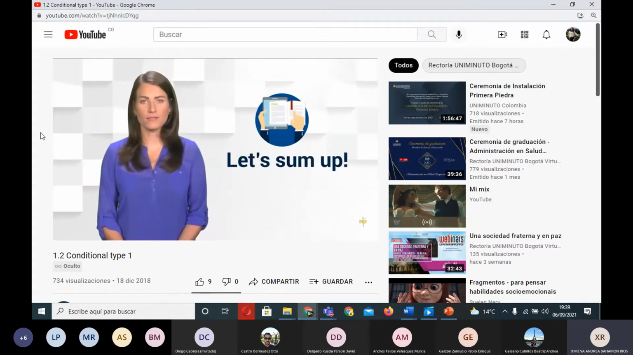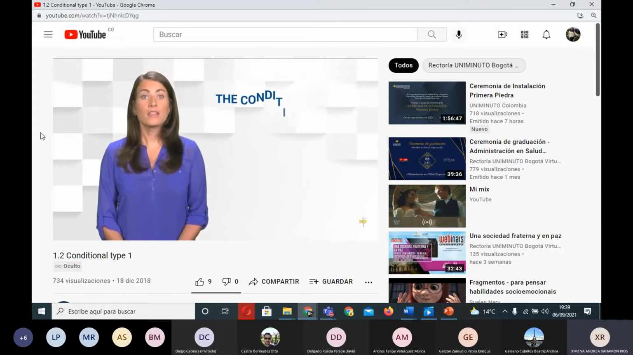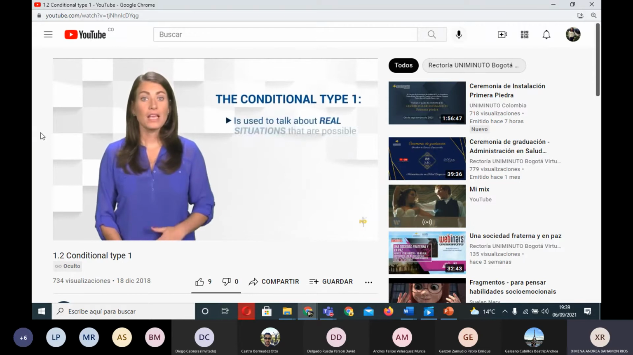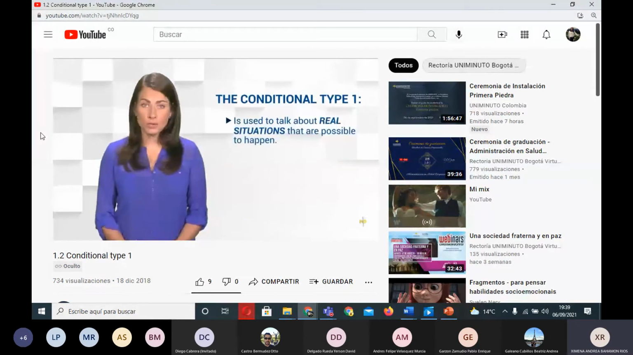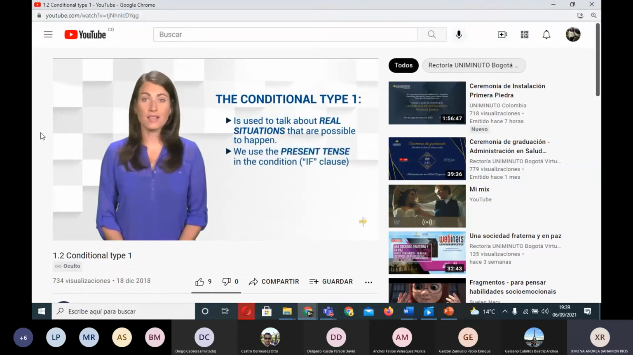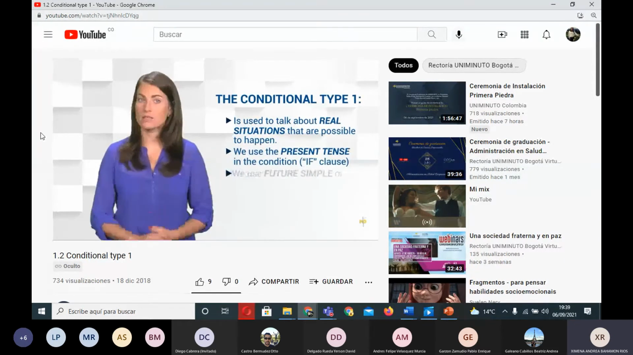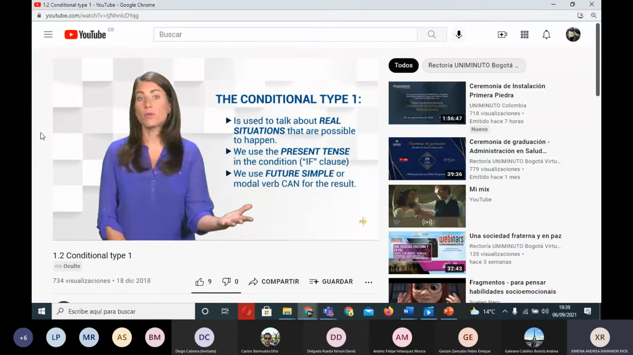Now let's sum up what we have studied. The conditional type 1 is used to talk about real situations that are possible to happen. We use the present tense in the condition, if clause. We use the future simple or modal verb can for the result.